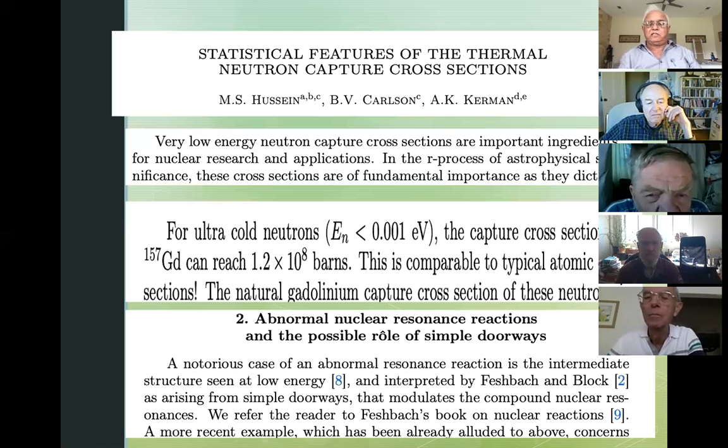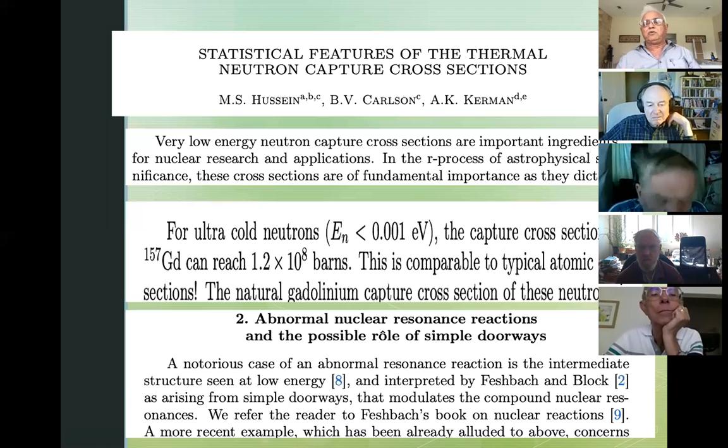And there is also a whole book by Feshbach and another author, which says that there are simple doorways in the atoms for nuclear neutron capture. So that is interesting.